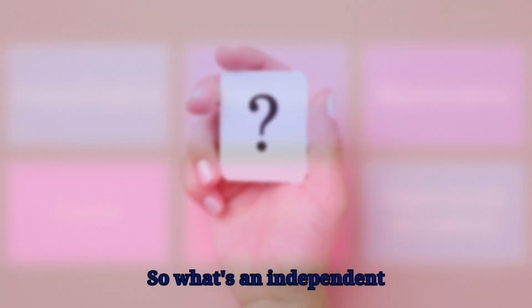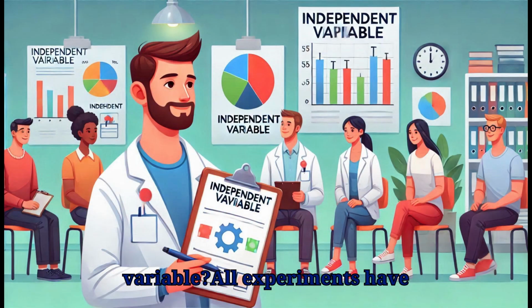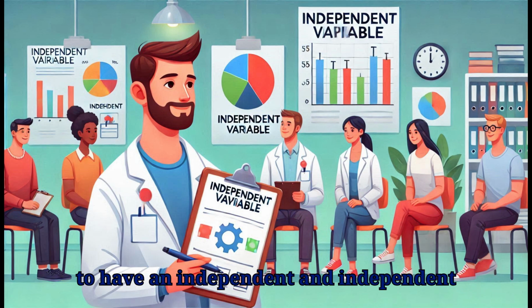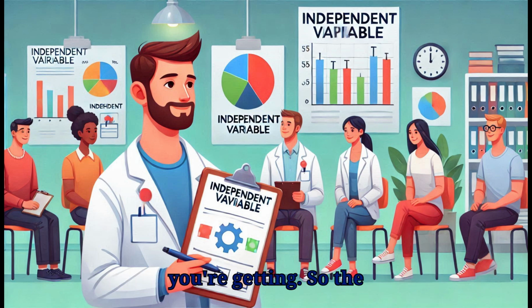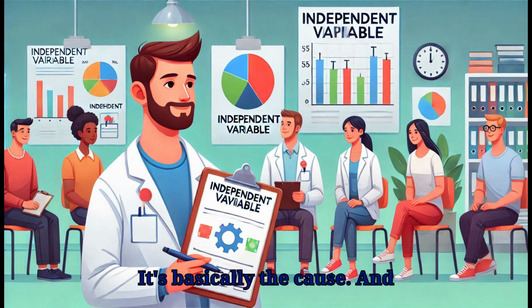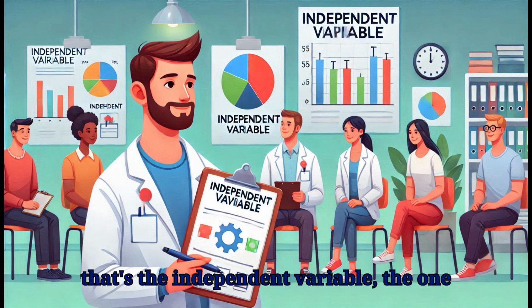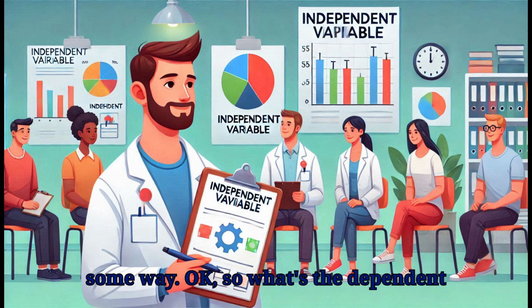Great. So what's an independent variable? All experiments have to have an independent and a dependent variable, sometimes more than one actually, depending on how complicated you're getting. So the independent variable is the one the researcher manipulates or changes. It's basically the cause, and that's the independent variable, the one the researcher changes or manipulates in some way.